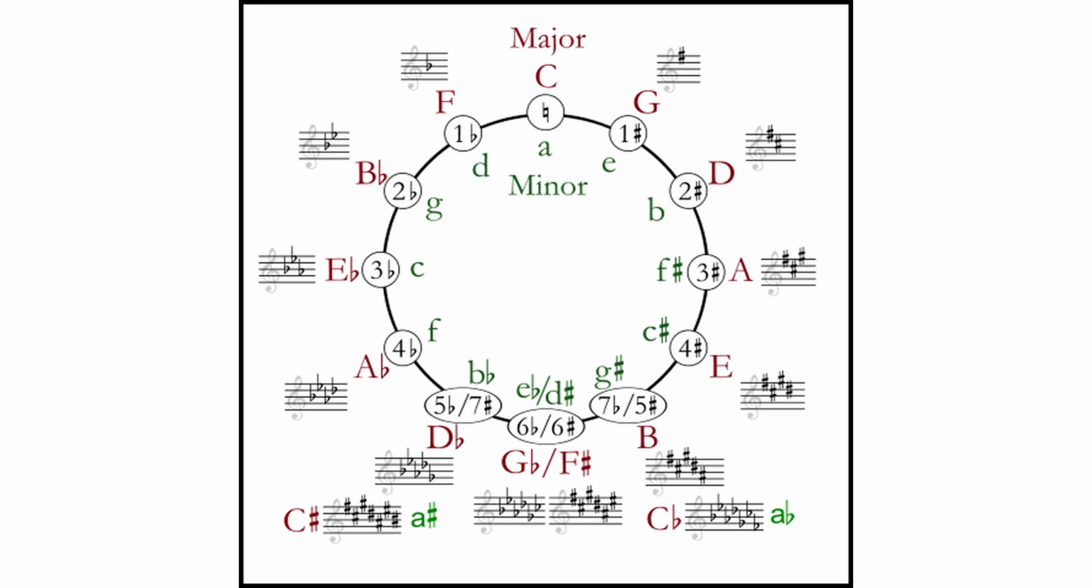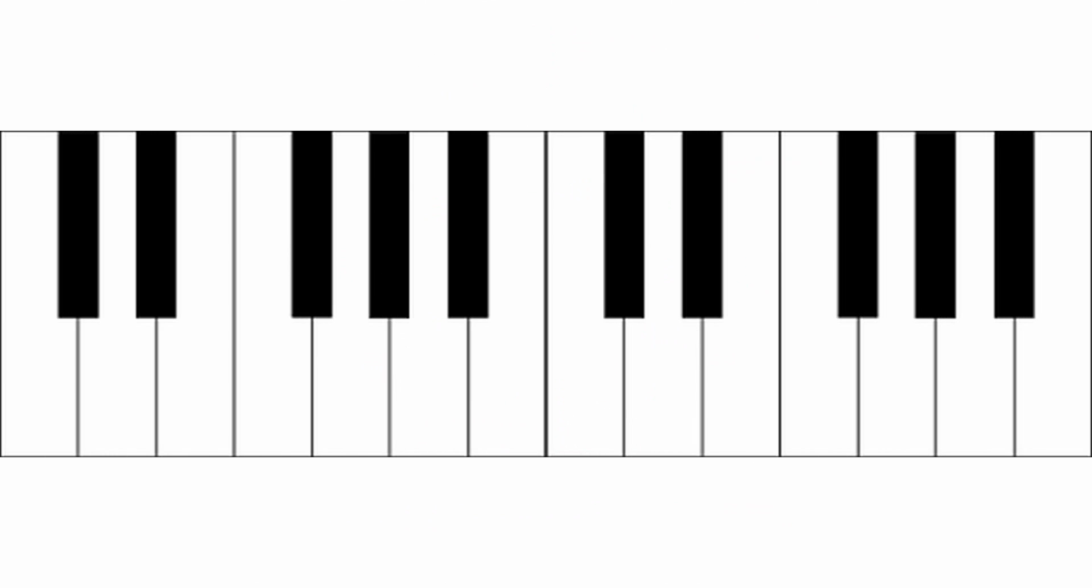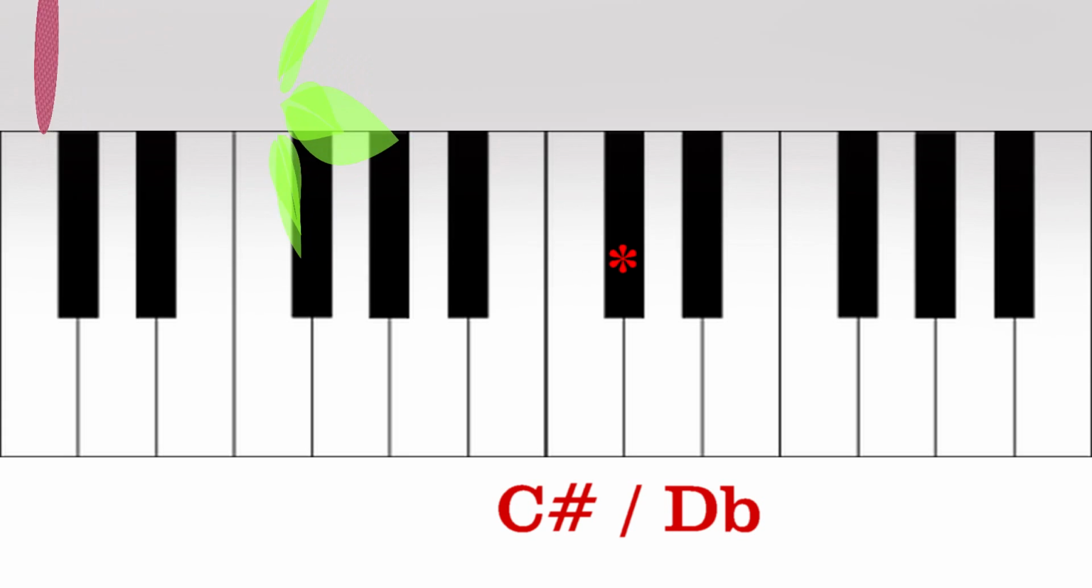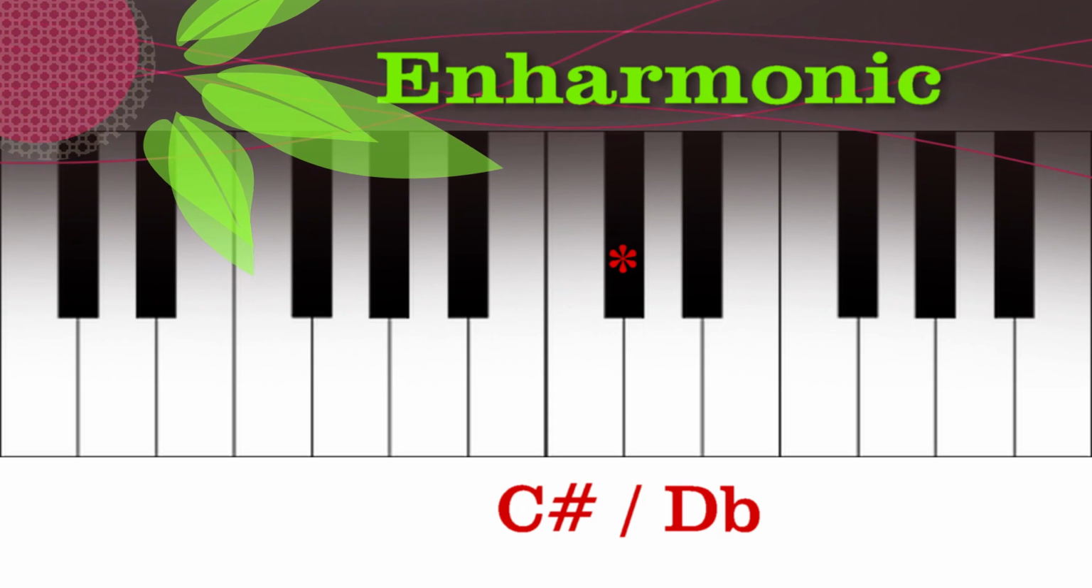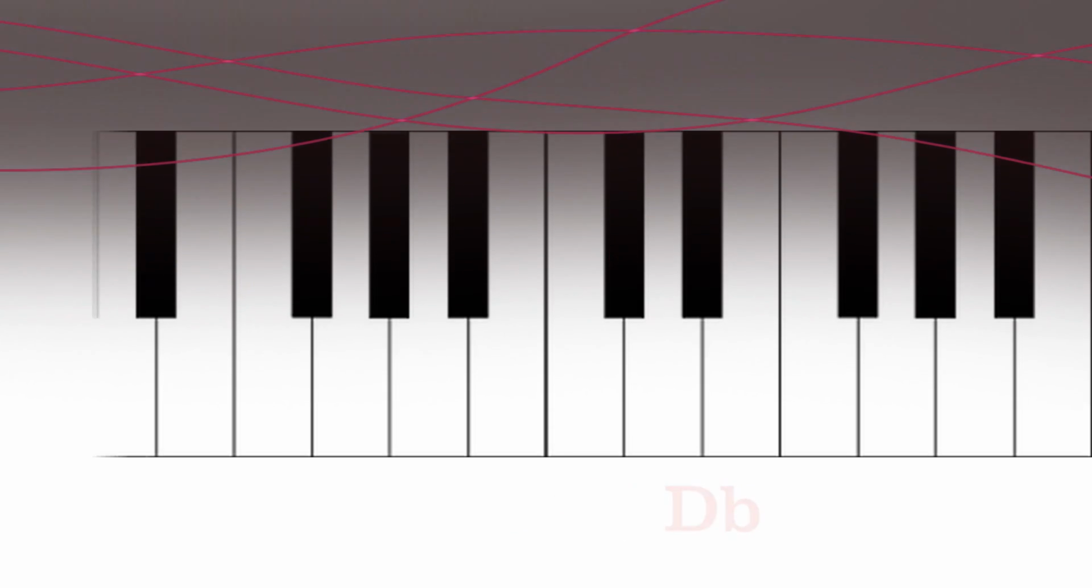Now, you'll also notice that the key signatures start to overlap at the bottom of the circle. That's because they are what we call enharmonic, meaning they're different ways of naming the same set of pitches. For example, if we want to name the black key right next to C, we could call it C sharp because it's a half step up from C. But we could also call it D flat since it's a half step down from D. So we would say that C sharp and D flat are enharmonic because they're different names for the same pitch.